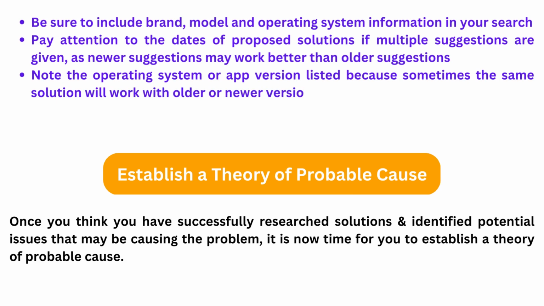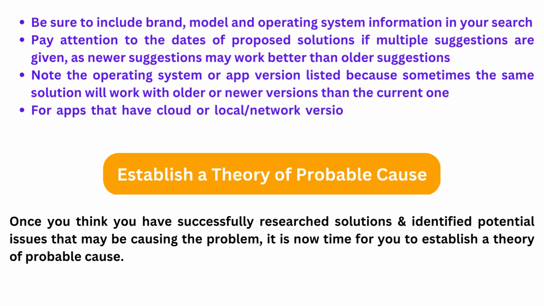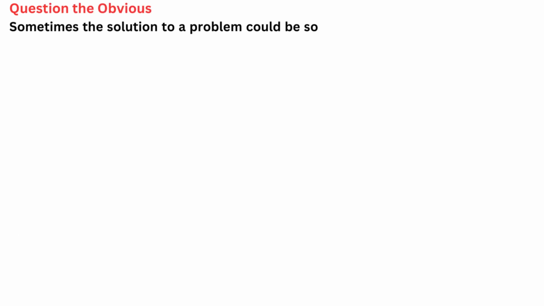Establish a theory of probable cause. Once you think you have successfully researched solutions and identified potential issues that may be causing the problem, it is now time for you to establish a theory of probable cause. Question the obvious. Sometimes the solution to a problem could be something very simple that just goes unnoticed.